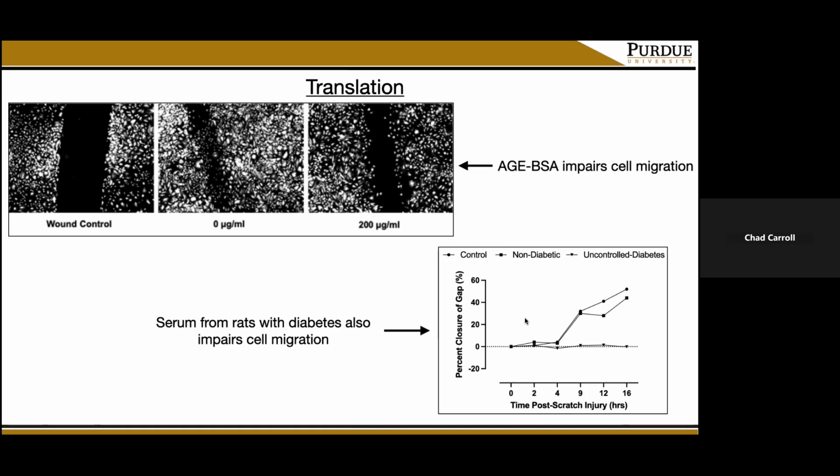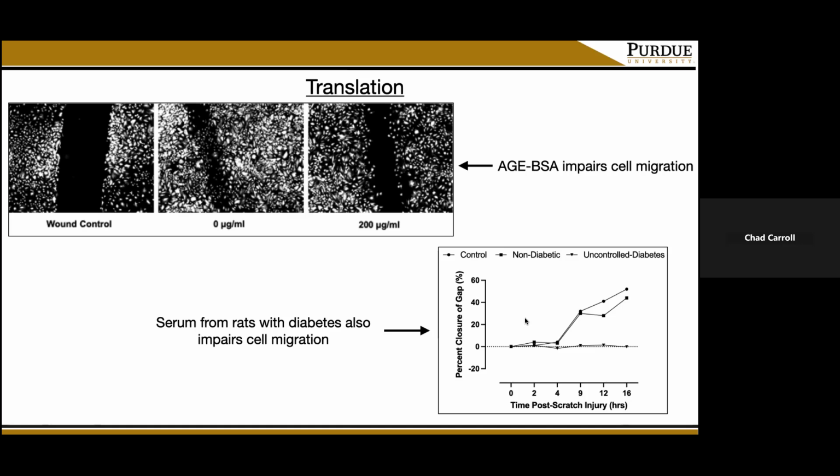So what we did is, this was one of those freezer saves that turned out to be a good thing for me. We had saved some blood from rats with streptozotocin-induced diabetes. So it's a model of type 1 diabetes. The animals have elevated AGEs and elevated blood glucose levels. So we took our cells and then treated them with serum from these rats with and without diabetes. And this is the same assay.